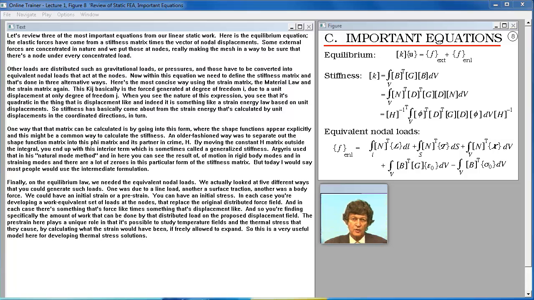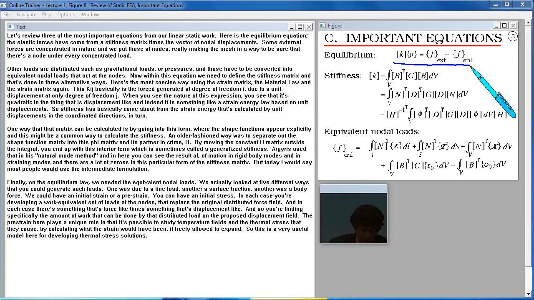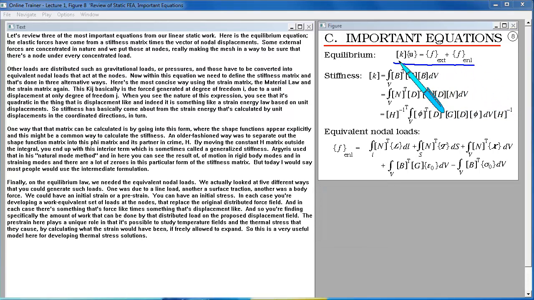Let's review 3 of the most important equations from our linear static work. Here's the equilibrium equation. The elastic forces have come from a stiffness matrix times the vector of nodal displacements. Some external forces are concentrated in nature, and we put those at nodes, really making the mesh in a way to be sure that there's a node under every concentrated load. Other loads are distributed, such as gravitational loads or pressures, and those have to be converted into equivalent nodal loads that act at the nodes.